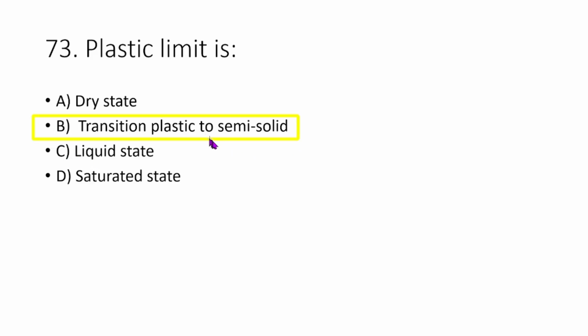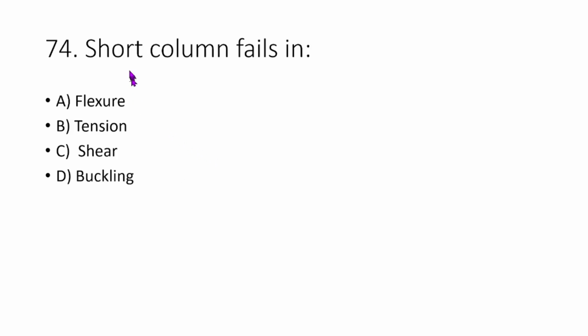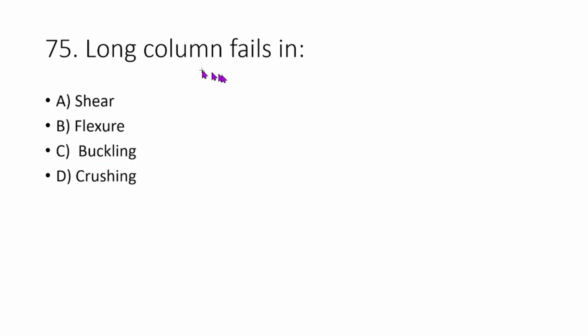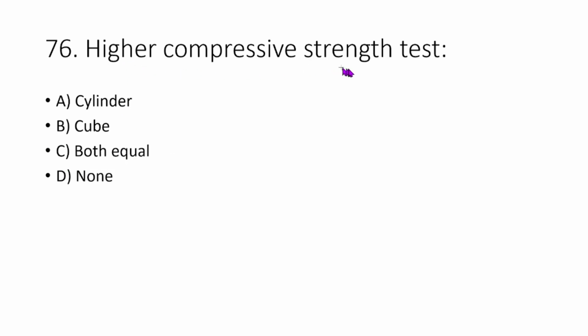Transition plastic to semi-solid. Short column fails in A flexure, B tension, C shear, or D buckling. So the right answer is shear. Long column fails in shear, flexure, buckling, or crushing. The right answer is buckling. Higher compressive strength test is cylinder, cube, both equal, or D none of the above. The right answer is cube.